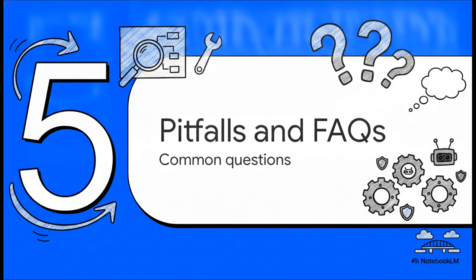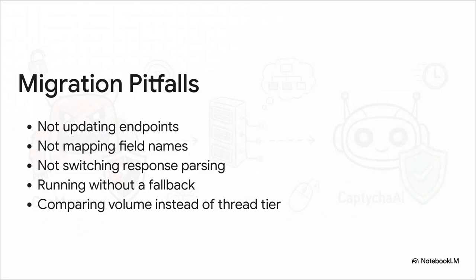Finally, we arrive at Section 5, Pitfalls and FAQs. Let's zoom back out to the operational level to make sure you execute this flawlessly. Even with a clear map, migrations can go sideways, so dodge these common traps. First, do not treat this as a full rebuild. Like we said, it's just a targeted swap.